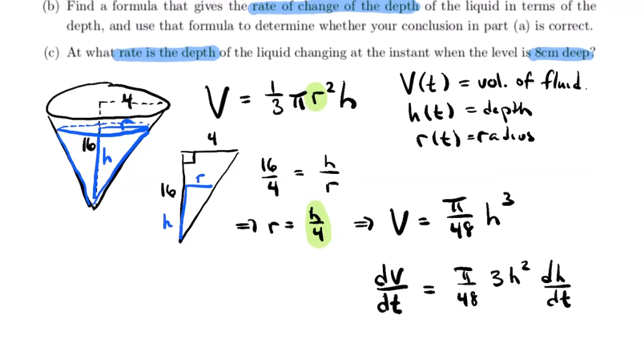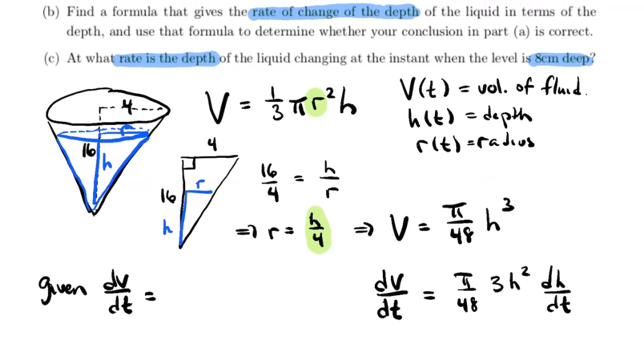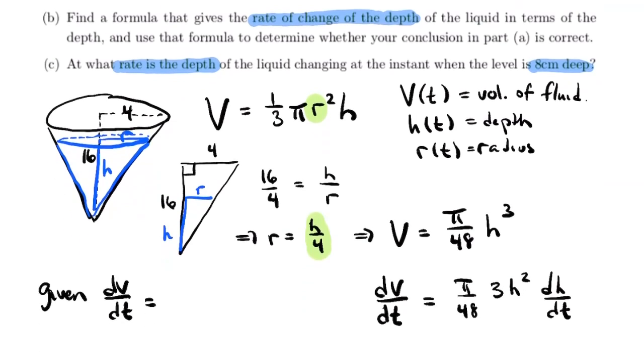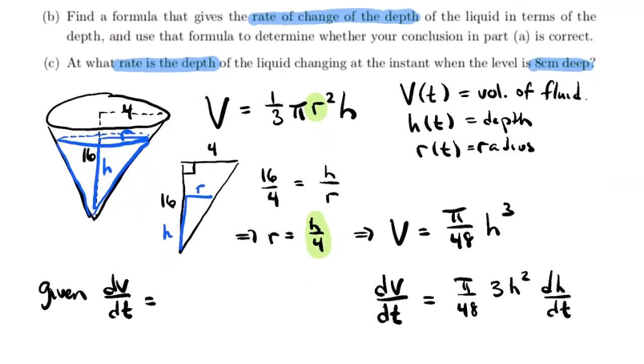Yeah, what is dV dt? We were given dV dt in that yellow highlighted sentence up there, that the volume is decreasing at a constant rate of 2 cubic centimeters per minute. So dV dt is... did you catch it? -2. It's -2 cubic centimeters per minute because the volume is draining.